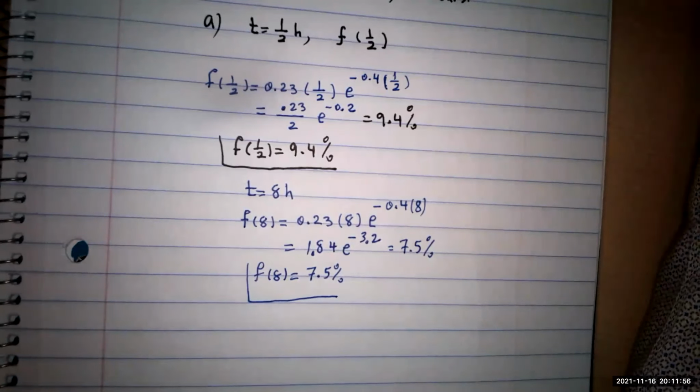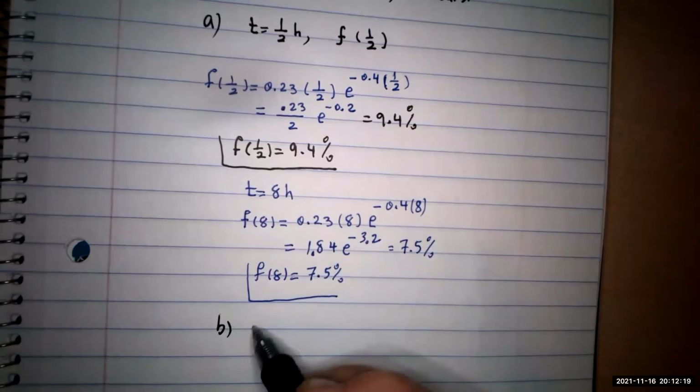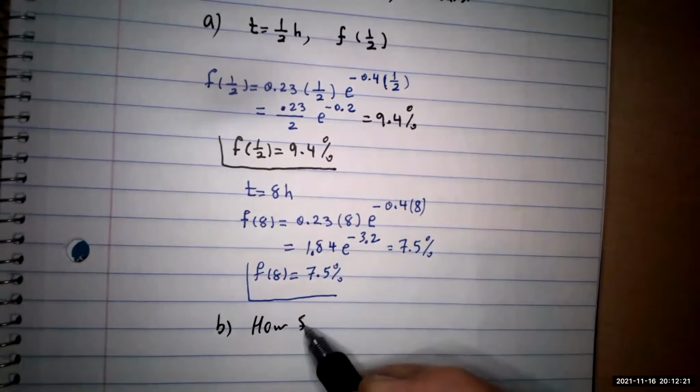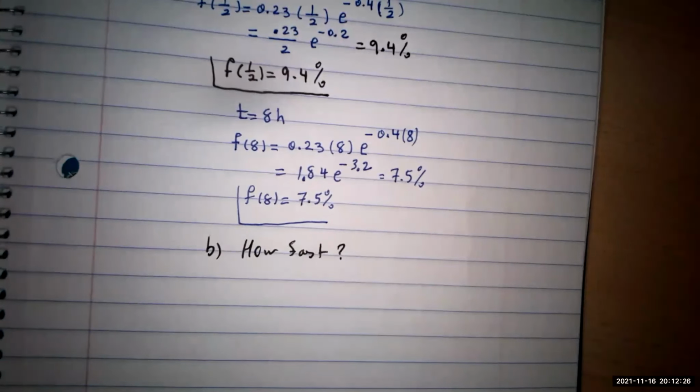The second part is how fast is the percentage of the alcohol in the person's blood changing, after half an hour or after 8 hours. You know that how fast, what's that? How fast is the speed, is the rate. Okay, so when they say how fast, that means the derivative. How fast means it's a rate. They want to know the rate of the change.